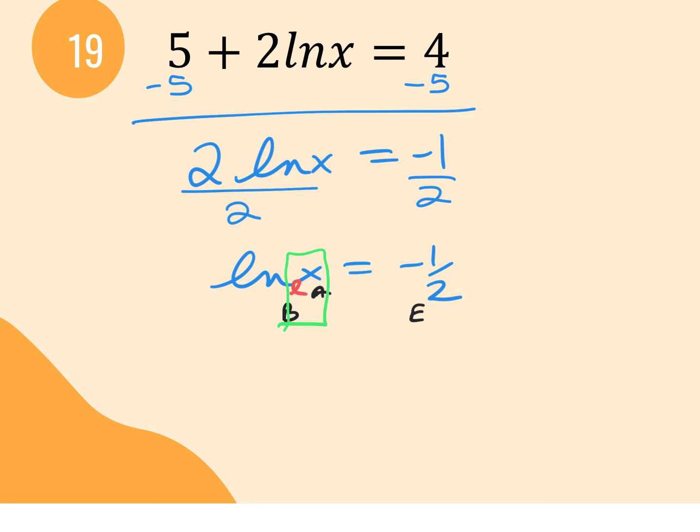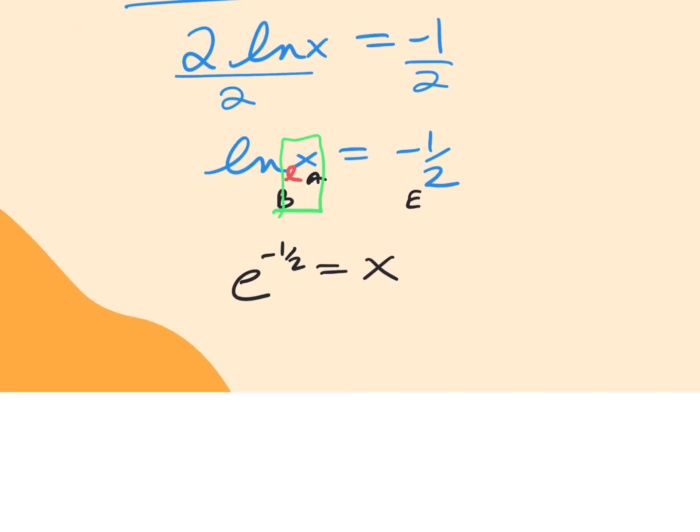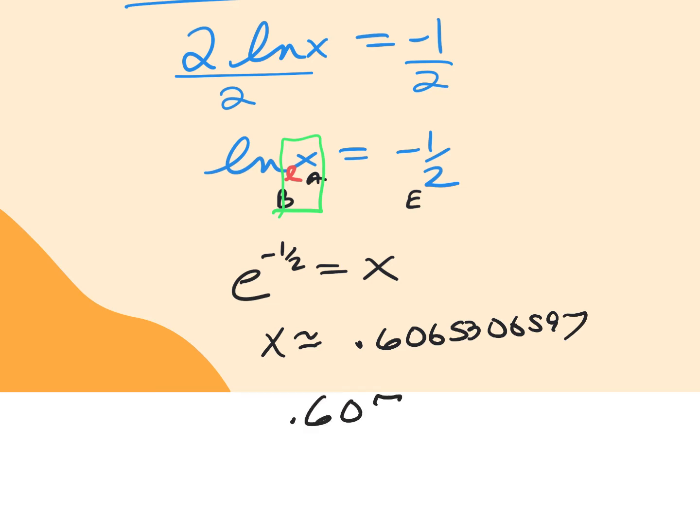Okay, so if I use my Bay trick, I'm doing e to the negative 1/2 power is equal to x. Again, take out your calculator. And this is going to approximately give me x equals 0.606530657, rounded to 3 decimal places, 0.607. I believe WebAssign wants you to round to 3 decimal places.